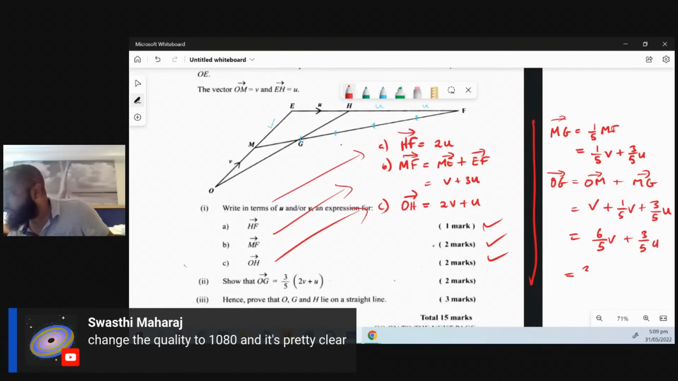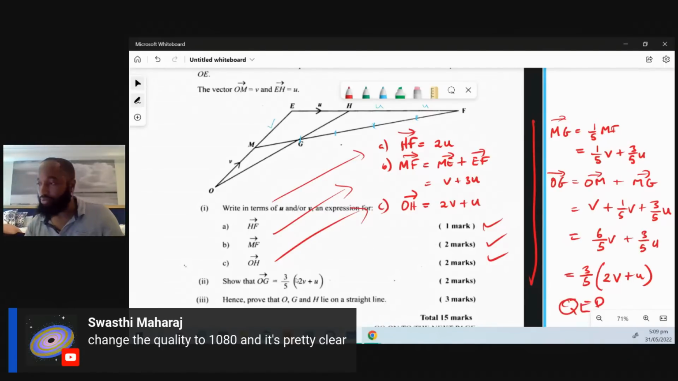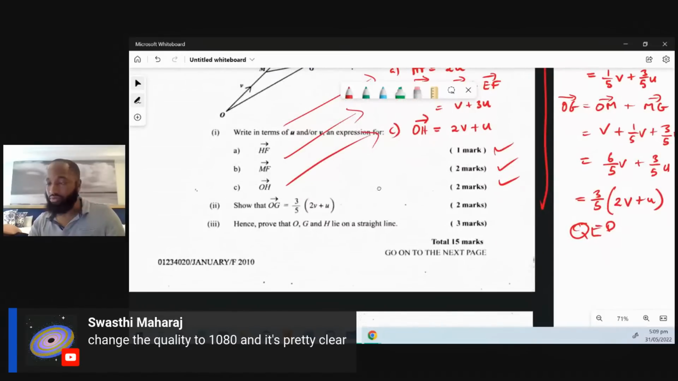If we factorize out 3/5 here, 6/5 is 2 times 3/5. So I leave a 2 inside here, that 2V, and I pull out the 3/5 already, so I can just put the U. So this is where we write QED to just show that the proof is complete, right? Niceness.